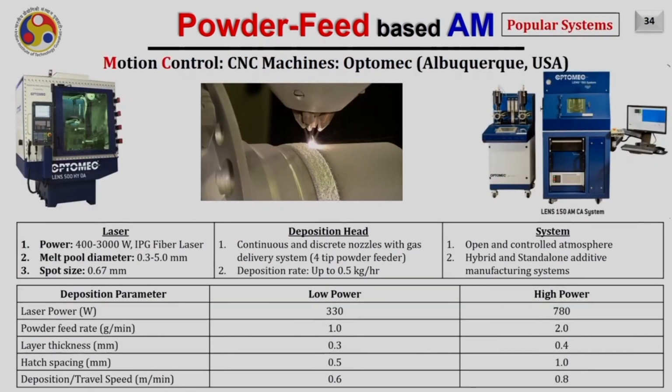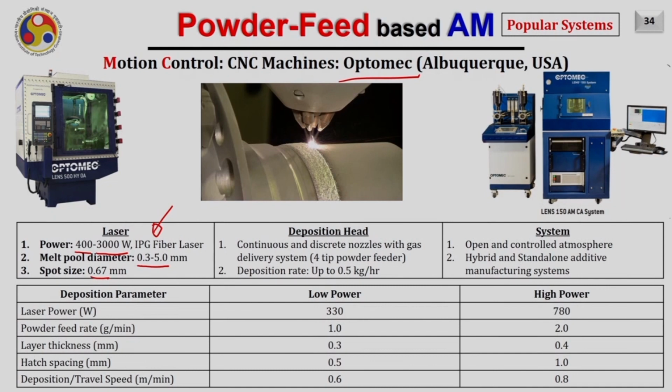So the first popular system I am going to discuss is by Optomec. In their system, they used to have a laser of around 400 to 3000 watt and they are using an IPG fiber laser. The diameter of the melt pool they are able to obtain is from 0.3 to 5 mm. The spot size at the focal point is approximately 0.67 mm.